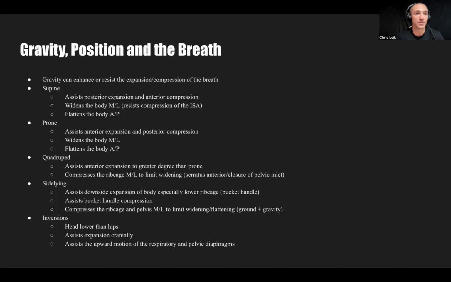The downside is if some people have a difficult time just maintaining a quadruped position just because of a lack of arm strength or a lack of hip strength, and they're creating a lot of concentric orientation or muscle tension just to be in the position, and that's going to get in the way of a full excursion of breath. So we have to keep all these relationships in mind when we're picking the positions that might be optimal to get people to expand and compress where we want them to.